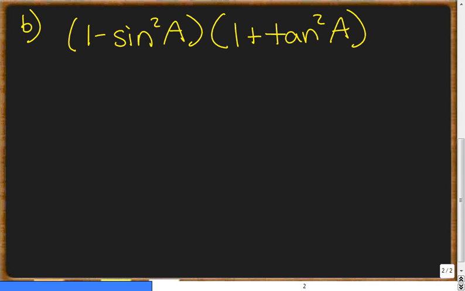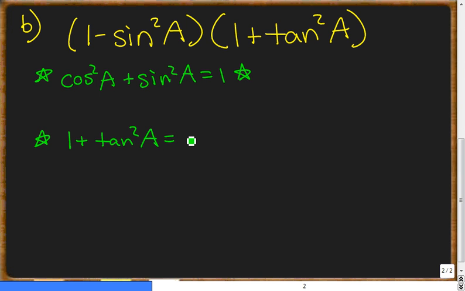So what I want to do is draw your attention back to our Pythagorean identities. So we had 3 Pythagorean identities, and those were cosine squared of a plus sine squared of a, or theta, equals 1. We also had 1 plus the tangent squared of a equals secant squared. And our last one was cotangent squared of a plus 1 equals cosecant squared of a.